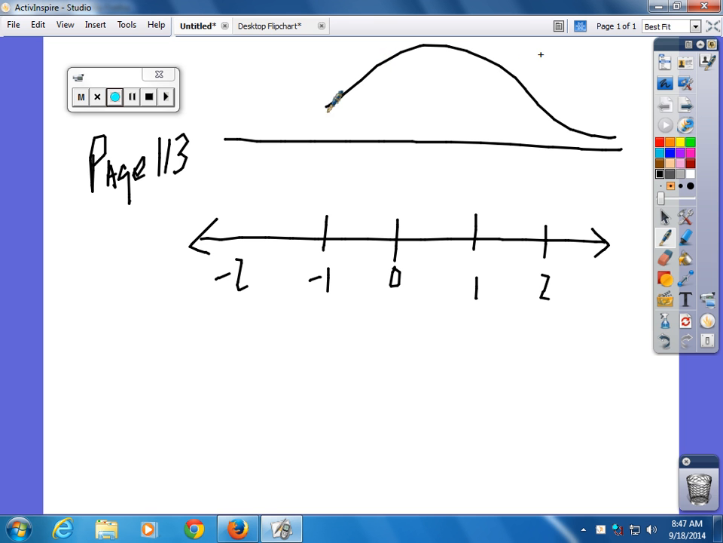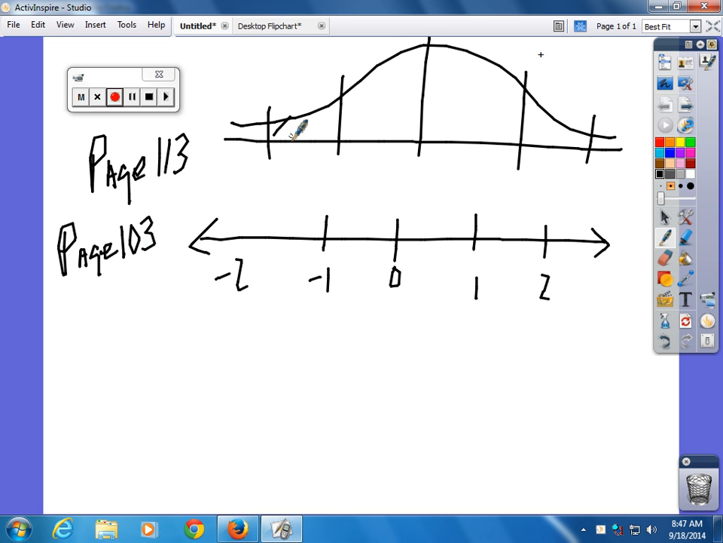And it goes along with the standard deviations. Don't forget your empirical rule on page 103. Or 104, I can't remember. The empirical rule states that 95% of the population falls within what? 2 standard deviations. So 95% is going to fall between 2 standard deviations.